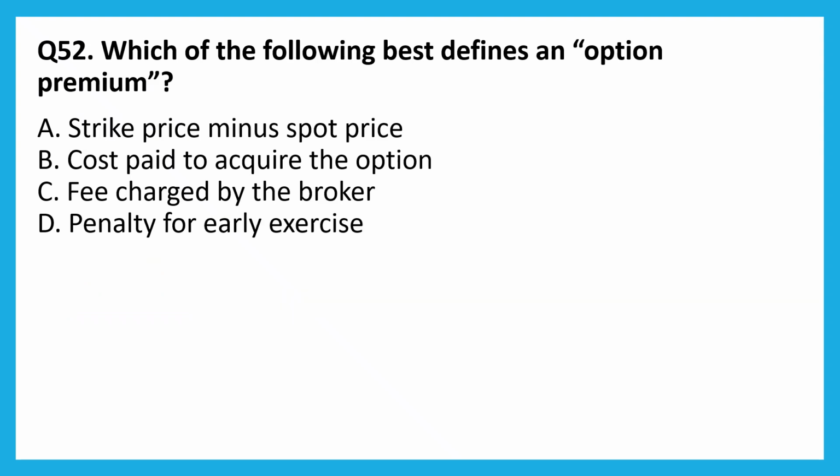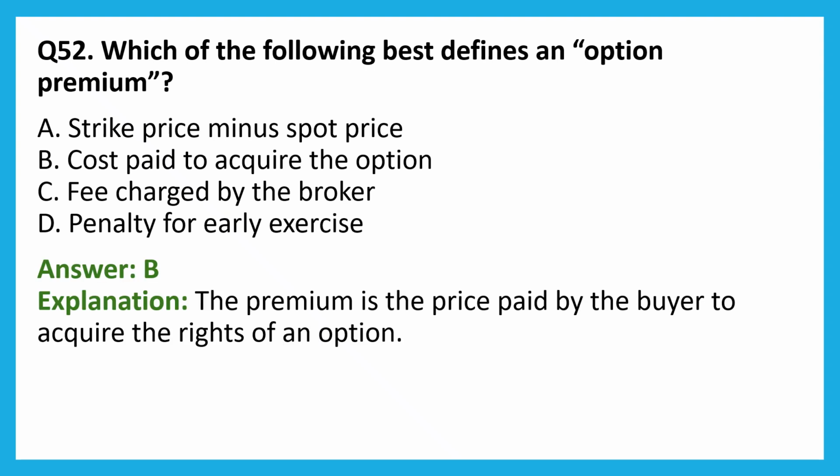Next question. Which of the following best defines an option premium? Option A, strike price minus spot price, option B, cost paid to acquire the option, option C, fee charged by the broker, and option D, penalty for early exercise. Correct answer is option B, cost paid to acquire the option. The premium is the price paid by the buyer to acquire the rights of an option.